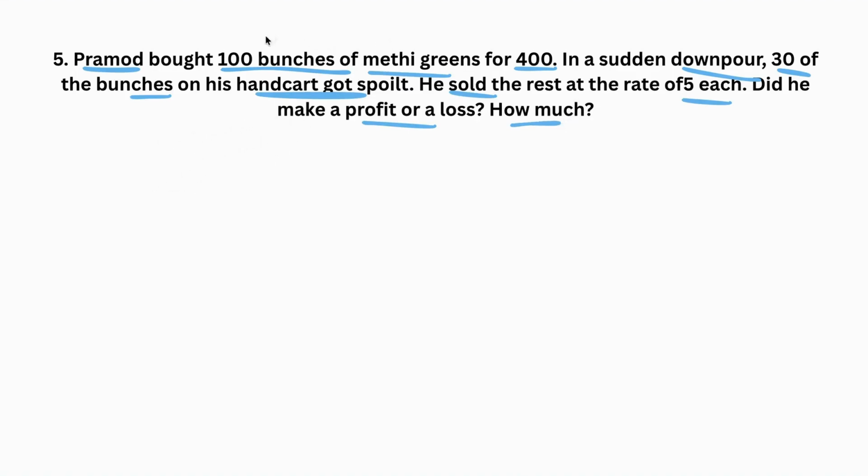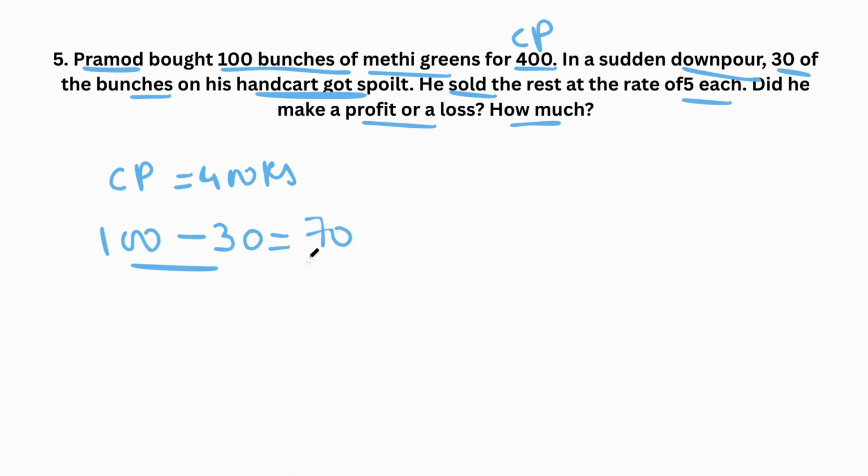So we will be writing. Now here he bought it for 400 rupees, right? So this is his cost price, and now we have to find the selling price because they haven't given it here. So we will be writing it as the cost price of 100 bunches of methi green equals 400 rupees. Now we know that out of 100, 30 were spoiled. So we will be subtracting it to find how much is left with him. So 70 methi green is left with him, and he sold these 70 methi greens for 5 rupees each, right?